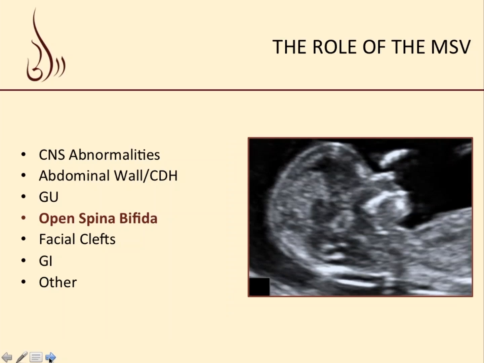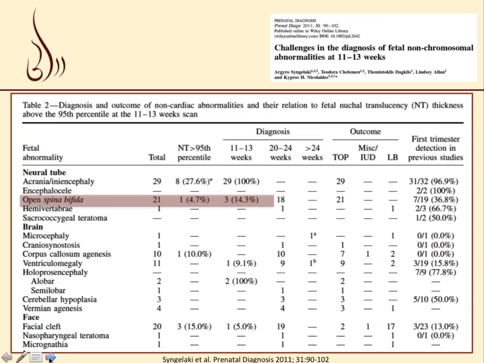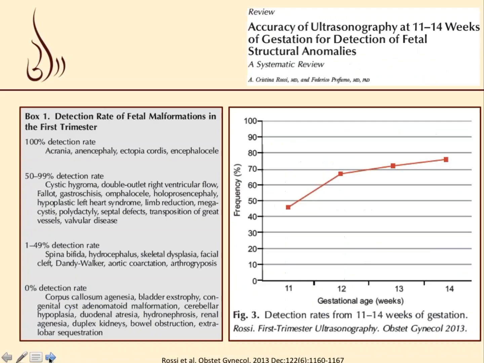Now we move on to open spina bifida, which is a challenge. In the study from Nicolaides, nuchal translucency was abnormal in only 4.7% of cases, and sonographically they were only able to detect 14.3% of cases at that point in gestation. And this is why it's so important to have a marker that will help us in identifying these at-risk fetuses. In Rossi's review, this belonged in the 1 to 49% detection rate group.